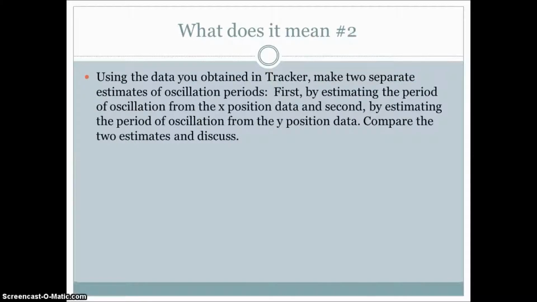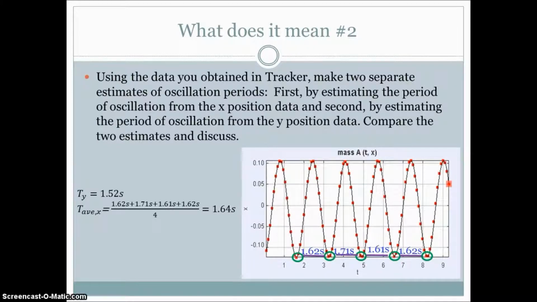What does it mean, number 2? Determine the period of oscillation from the Y position data and X position data. Compare and discuss these values. I previously discussed the period obtained from the Y position data was 1.52 seconds, which was the amount of time between each trough in the data. Using the same procedure for the X position data, we find variable distances between troughs and an average of 1.64 seconds.